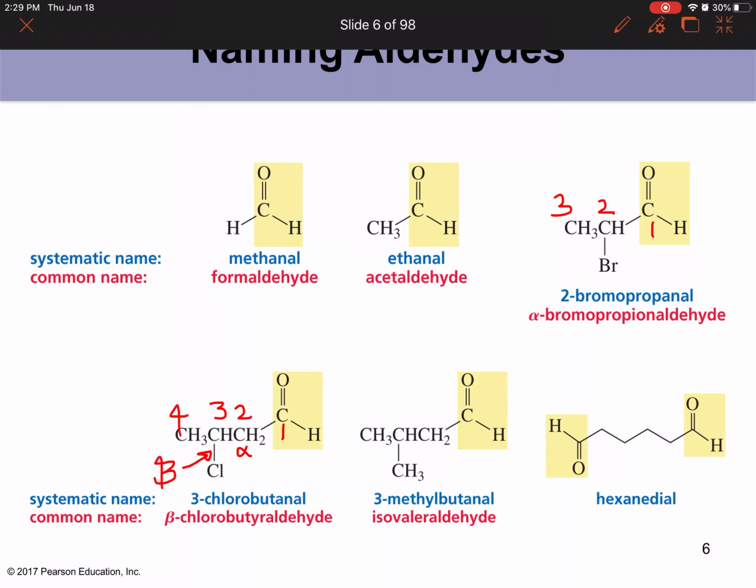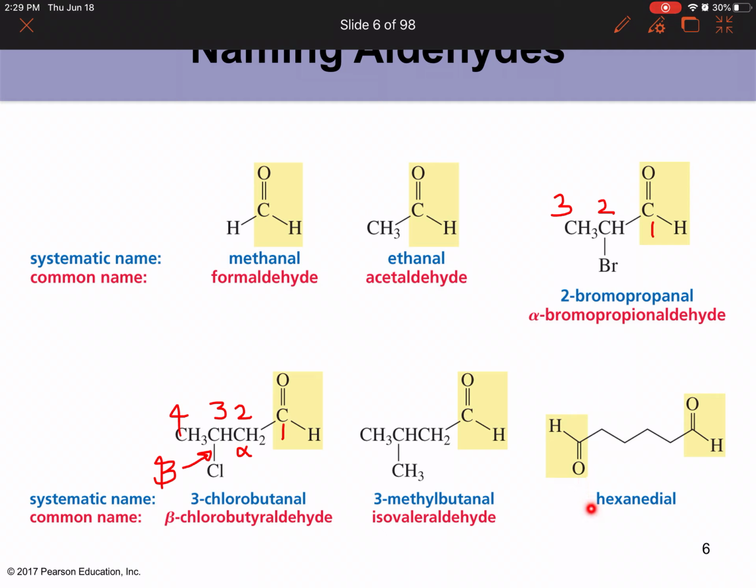Okay. And then the next one, we have 1, 2, 3, 4. On the third carbon you have a methyl group, 4 carbon long chain, so there would be 3-methylbutanal, systematic name. Isovaleraldehyde is the common name. This is not that common. I haven't heard about this much. Anyways, if you can figure out the systematic name, that would be good.